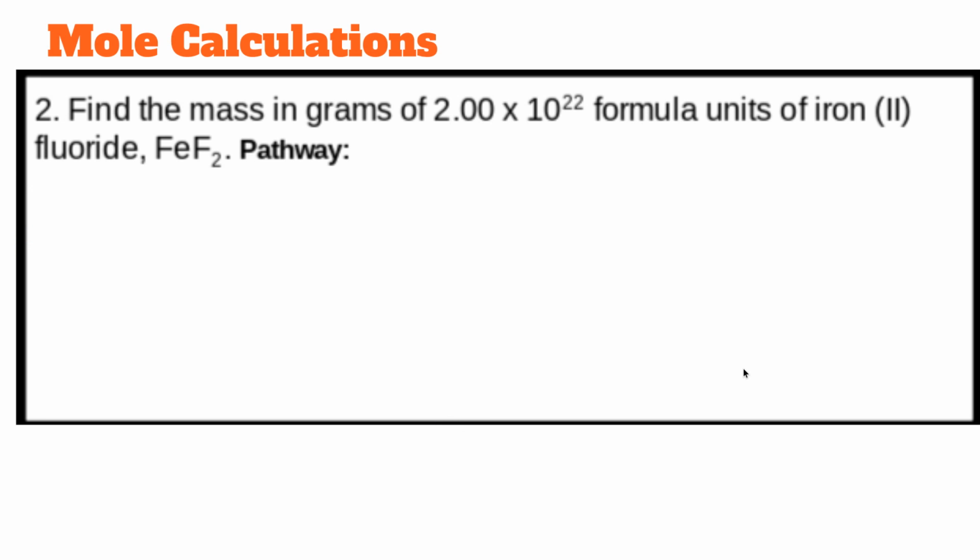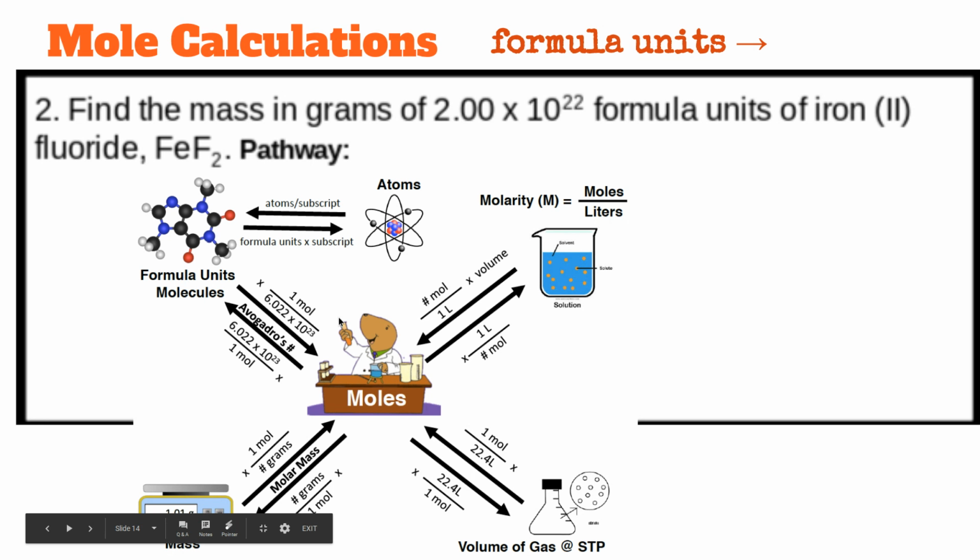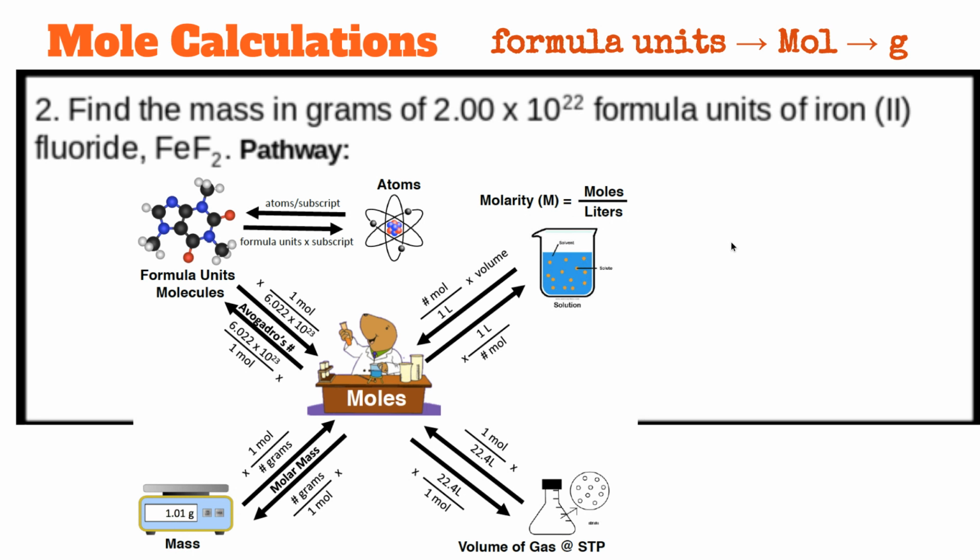The second problem I'm going to do is oddly number 2. This problem asks you to find the mass in grams of 2.00 times 10 to the 22 formula units of iron 2 fluoride, FeF2. So we need a pathway here as well. Let's look at our mole map. We're starting with formula units this time, so we're starting in this top left corner here. And the only thing we can convert those to that could get us to grams is moles. So those formula units will be converted to moles, and once we get to moles, we can go to grams. So we'll be able to finish out our pathway. Formula units to moles to grams.